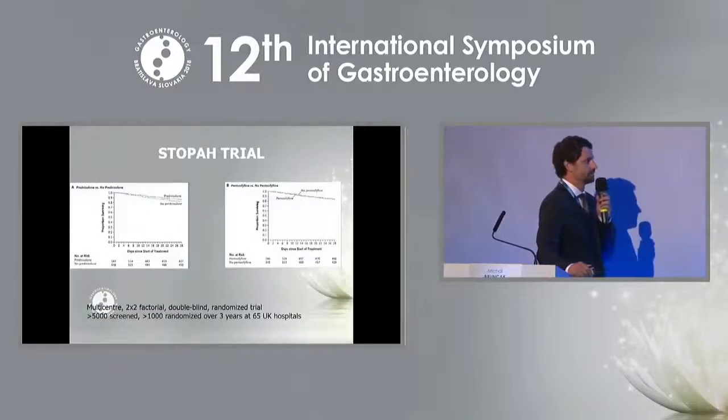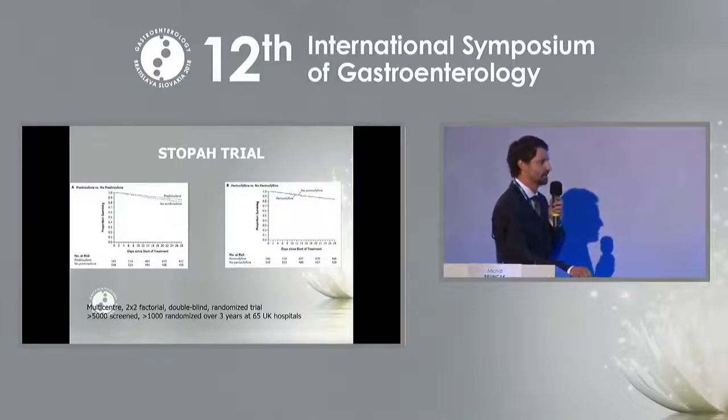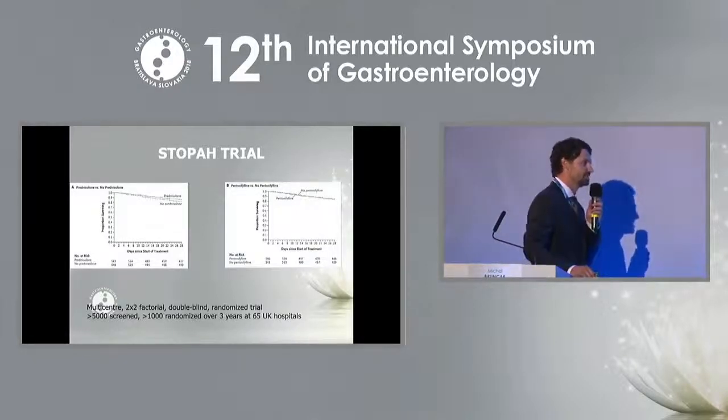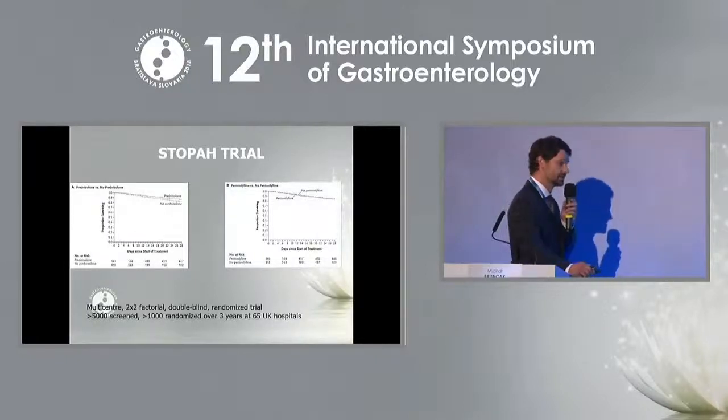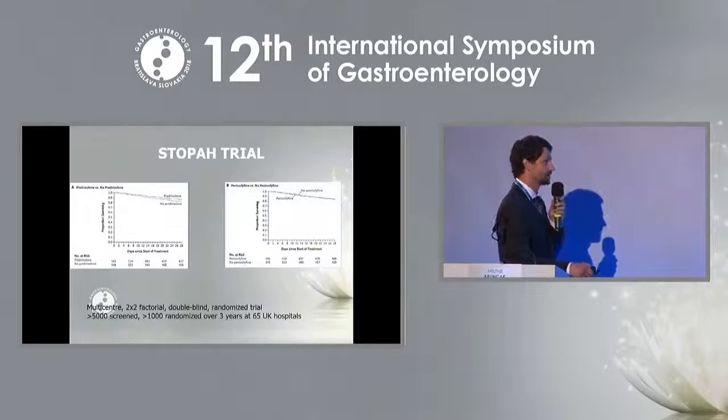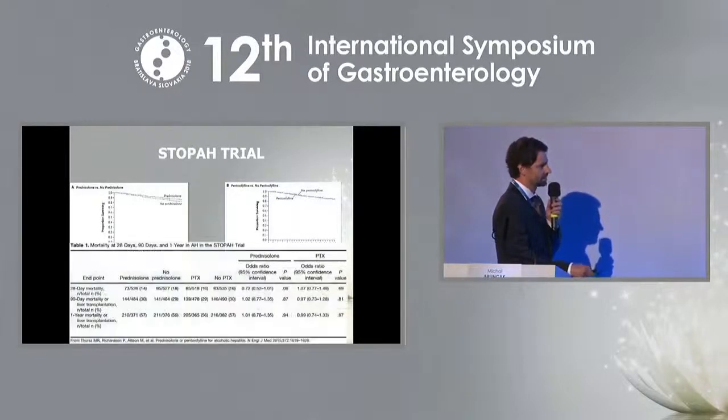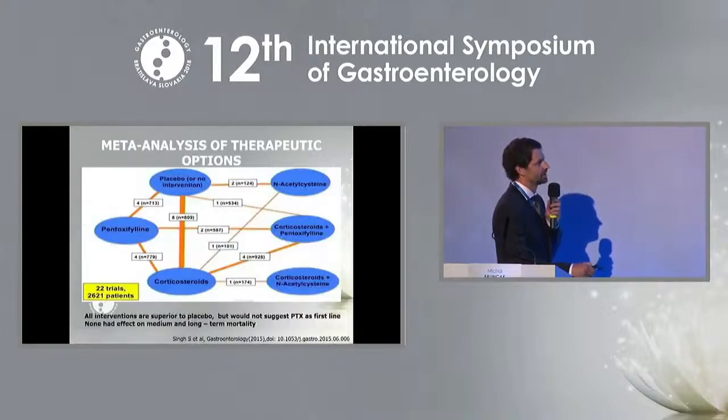Now, what we learned from the huge multi-center trial from the UK, with more than 1,000 randomized patients, which was designed to answer the question, do steroids or pentoxifylline work for alcoholic hepatitis? We learned that prednisolone is likely to be effective for short-term mortality, but none of these drugs improved the medium and long-term mortality, as was said, and pentoxifylline failed to confirm that it improves short-term mortality.